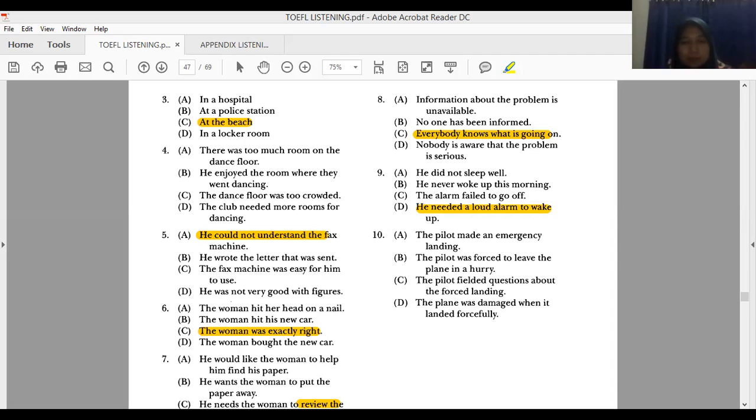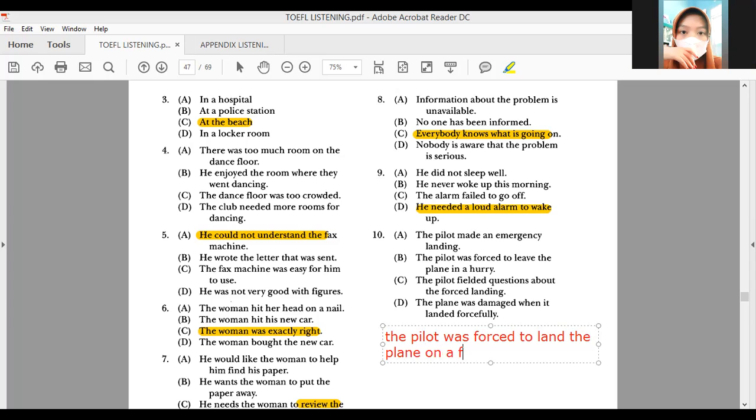I could not believe the story in the news about the problem with the airplane. Yeah, I saw it too. The pilot was forced to land the plane in a The field. pilot was forced to land. Miss Hoirun, what your answer for number 10? Alpha. Alpha? Yes.